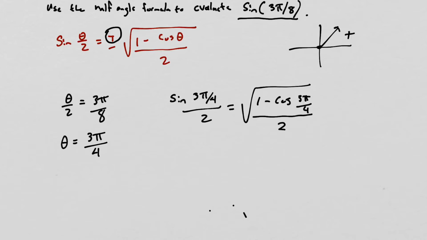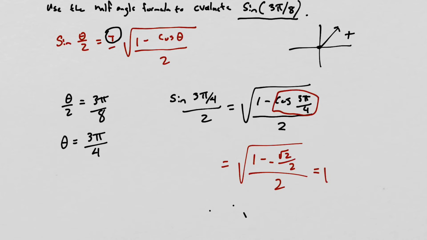Evaluating our cosine of 3 pi divided by 4, we'll get that this is going to be equal to a square root of 1 minus square root of 2 divided by 2 with a negative in front. All of this is divided by 2. Therefore, this is going to be equal to the square root of 1 plus the square root of 2 divided by 2, all divided by 2. And this simplifies to be a square root of 2 plus square root of 2 divided by 4.